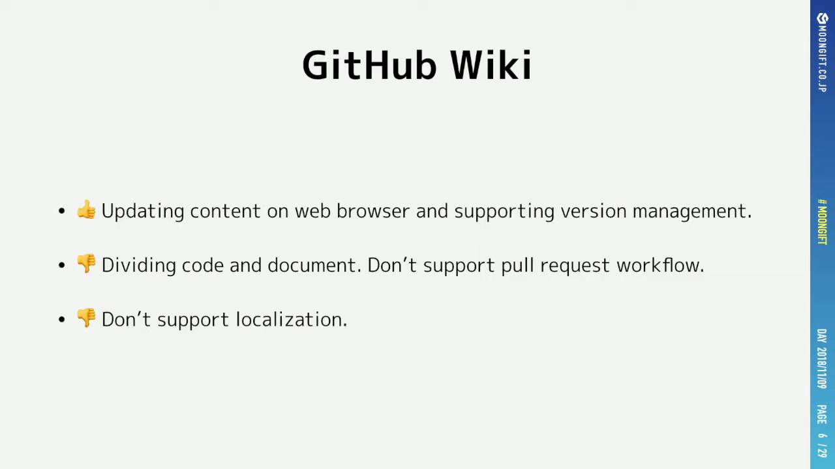GitHub Wiki is a good service, and maybe today there is no GitHub person right here, right? Okay, so I love GitHub so much, but I think GitHub is not a suitable service for API documents. We can edit the contents in the web browser, and it supports version management. It looks good, but it splits code and documents, which makes maintenance difficult, and GitHub Wiki doesn't support localization normally. So we have to copy the English original document to a Japanese page and translate it by hand every time. After we update the English documents, we need to recognize the difference from the original documents and reflect it in the Japanese documents every time. So it's very tough.